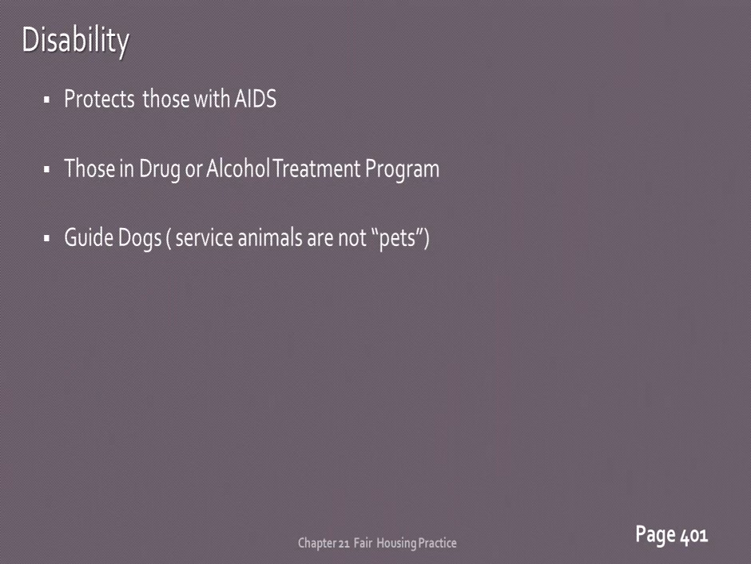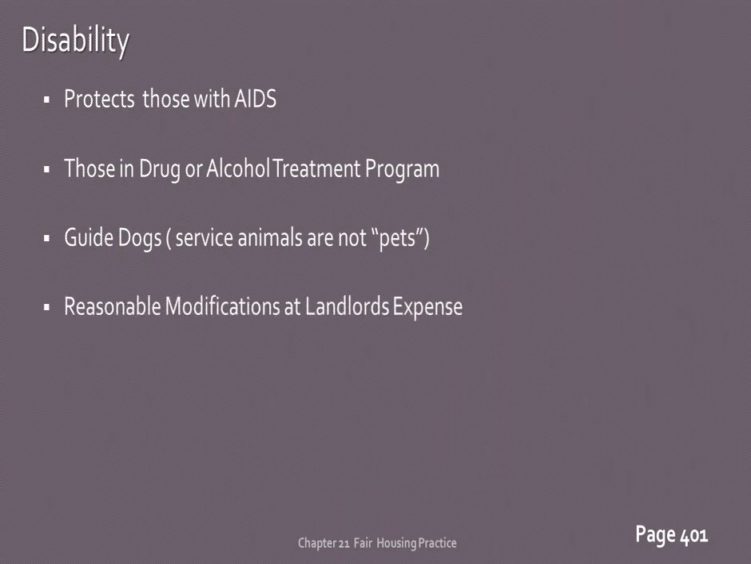Disability, again, those with AIDS are protected. Those in drug or alcohol treatment programs. Guide dogs, sometimes called service animals, are not considered pets. So if you have a no pet policy, that doesn't allow you to discriminate and prohibit leasing to someone who has a visual impairment.